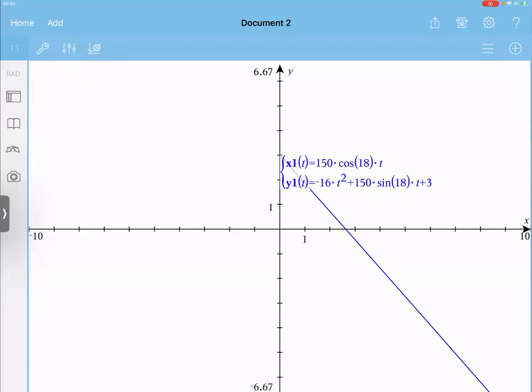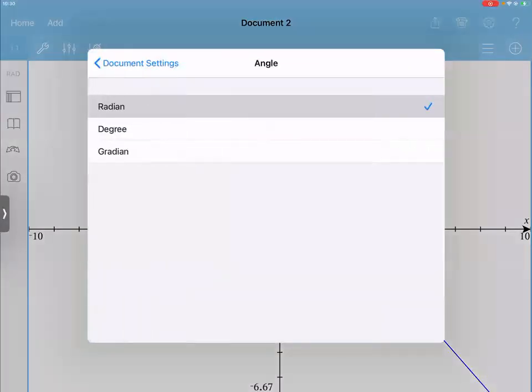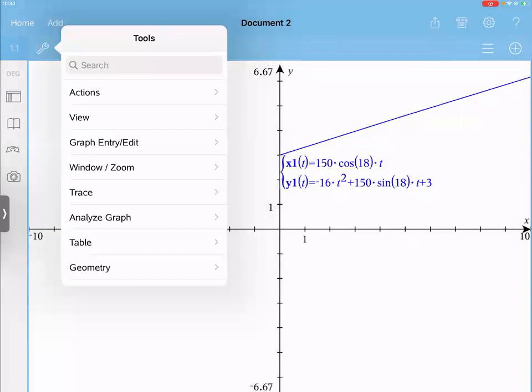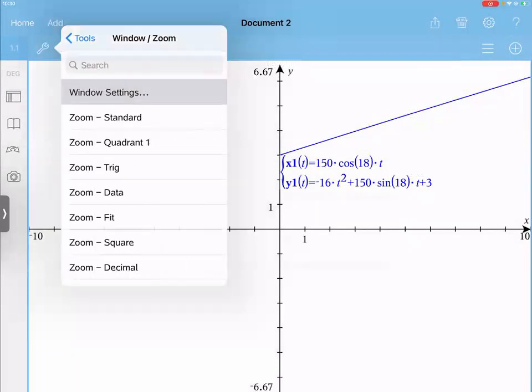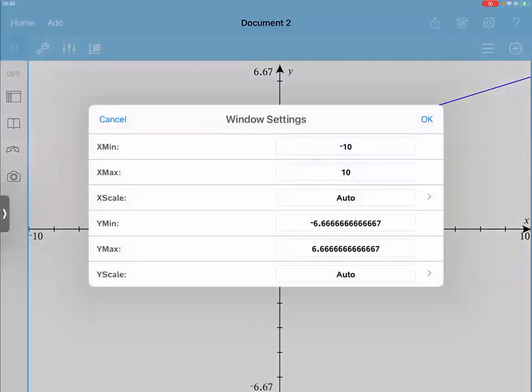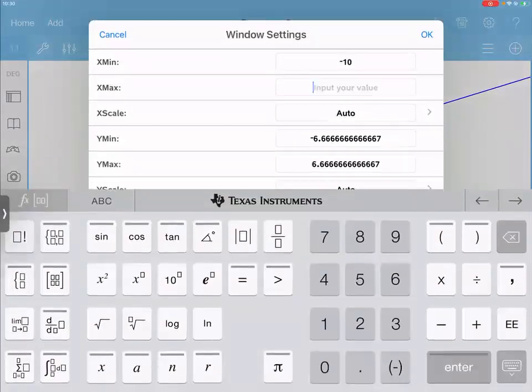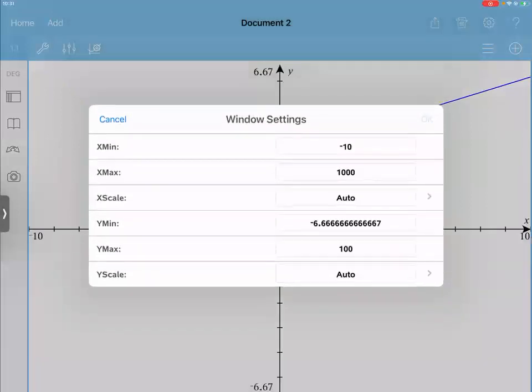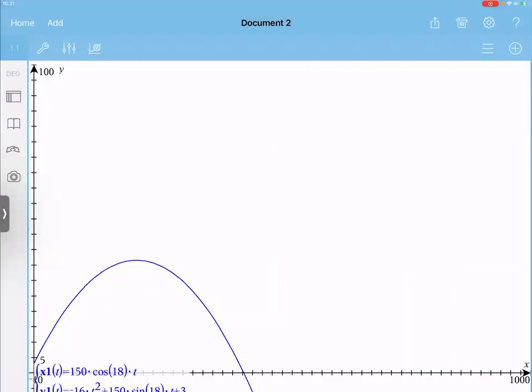Actually, the graph shouldn't look like this. That's not how a baseball travels over time. What happened was that my calculator was in radian mode, so I need to change it back to degrees because the angle I typed in was in degrees. You may have something like this, which is not your entire projectile motion. So you go to Window settings and adjust your window. I would say be more aggressive initially. Say X max is 1,000 and Y max is 100, just to capture the essence of the graph. Now we can see the entire projectile motion.